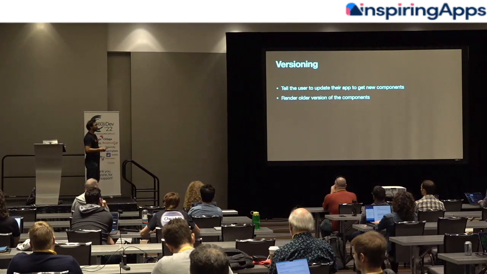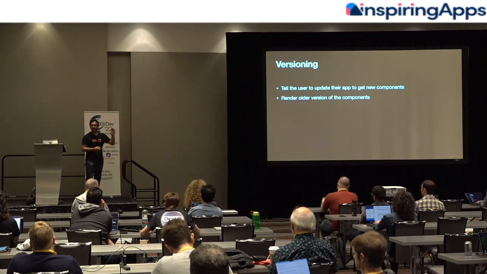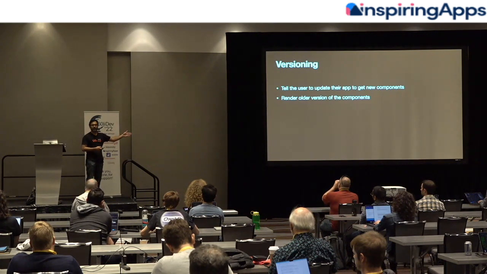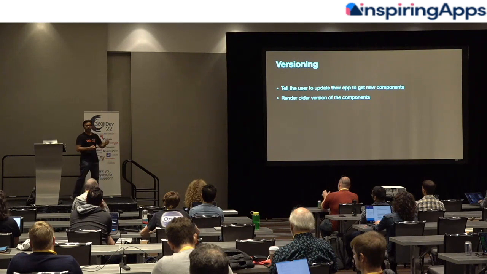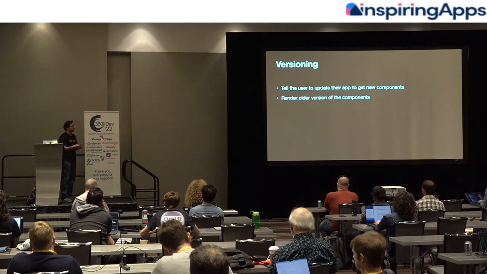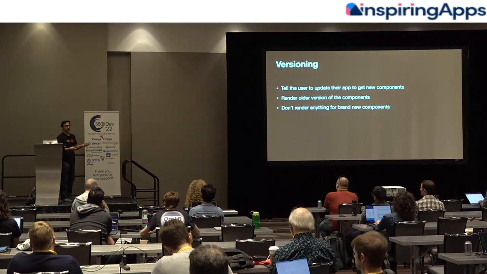Render old version of the components. Well, if I have pushed out a new version of rating which contains a star and they have the lame old text rating, then I will simply render that text, 1, 2, 3, whatever. Don't render anything for brand new components. So just render a text, say that you have to update.